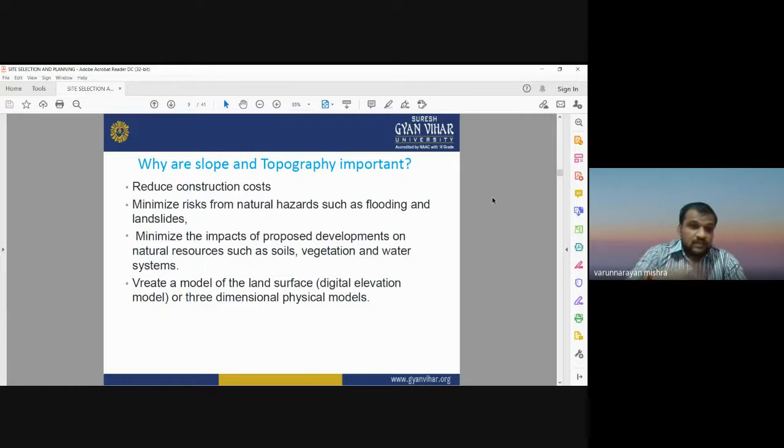It will also minimize the impacts of proposed developments on the natural resources such as soil, vegetation, and water. And it will create a model of the land surface, that is a digital elevation model or three-dimensional physical model. So for analyzing the slope and topography of that study area, we need to create a digital elevation model, a three-dimensional surface of that study area, that will provide you the three-dimensional information about that site.